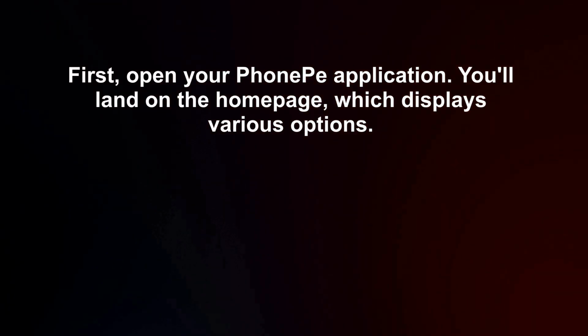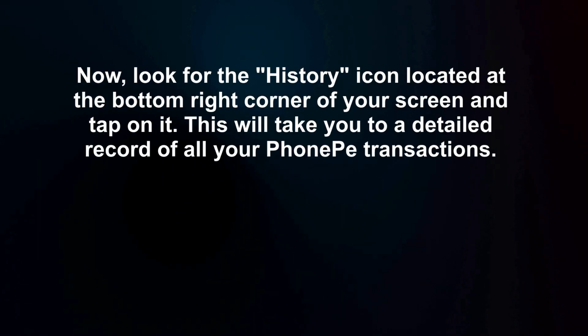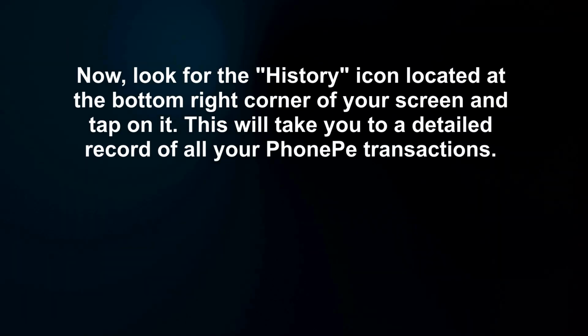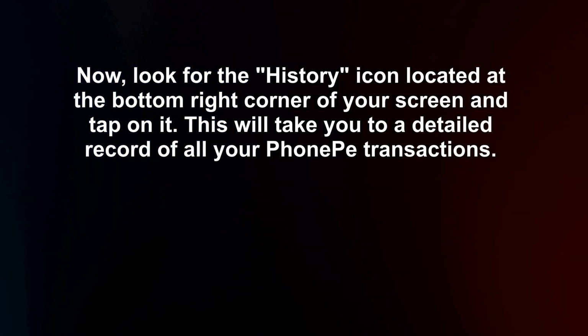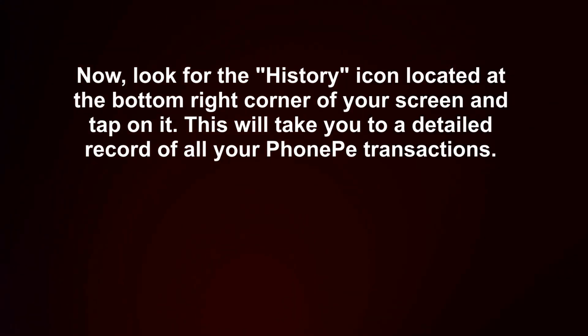First, open your PhonePe application. You'll land on the home page, which displays various options. Now, look for the history icon located at the bottom right corner of your screen and tap on it. This will take you to a detailed record of all your PhonePe transactions.